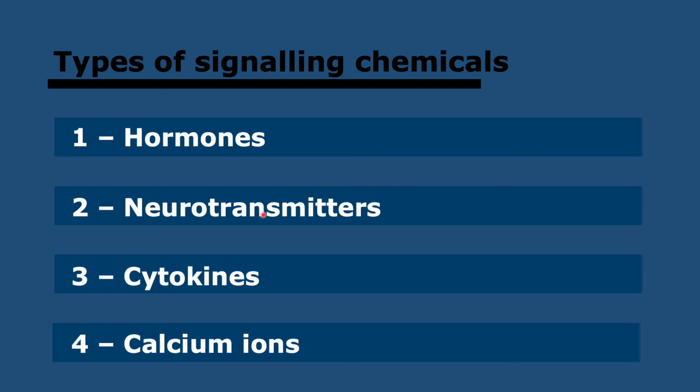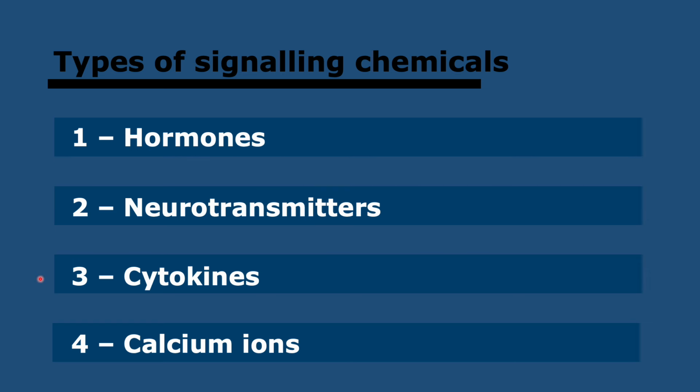Then we have neurotransmitters. These are chemicals that transmit signals across synapses when a nerve impulse reaches the end of a presynaptic neuron. They move a very, very short distance, and they convey the signal much quicker than hormones do. But the effect lasts very little time. Examples of this are acetylcholine or dopamine.